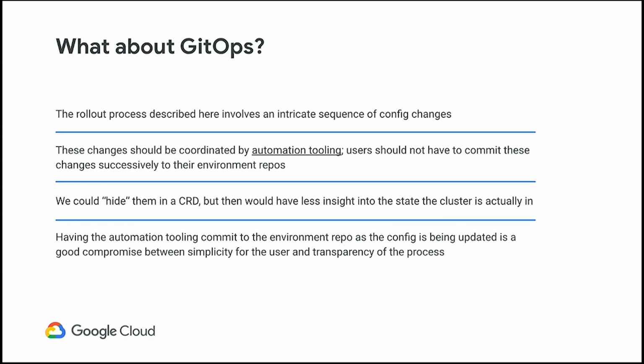And so we think having your automation tooling make these updates back into your repository is a good mix between making it simple for the user, they just need to say deploy with Canary, and between having a representation of your actual cluster state so that you can see at any given time what was really going on.